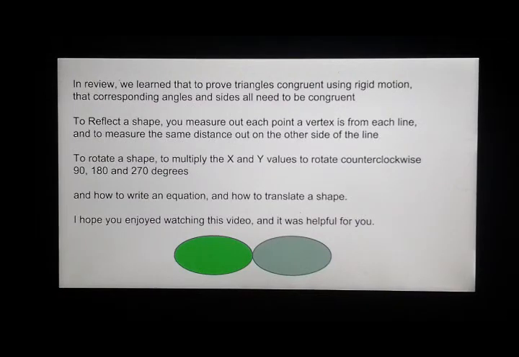In review, we learned how to prove triangles congruent using rigid motion, which means that corresponding angles and corresponding sides all need to be congruent. To reflect a shape, you measure out how far each vertex is from the line you're reflecting across, and measure the same distance out on the other side of the line. To rotate a shape, you multiply the x and y values to rotate counterclockwise 90, 180, and 270 degrees, and we learned how to write an equation and how to translate a shape.